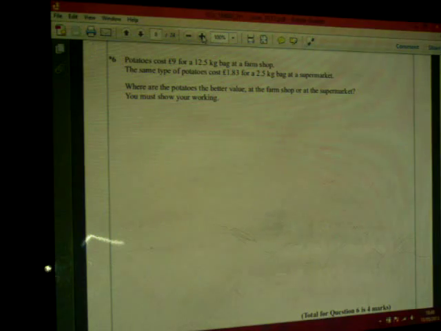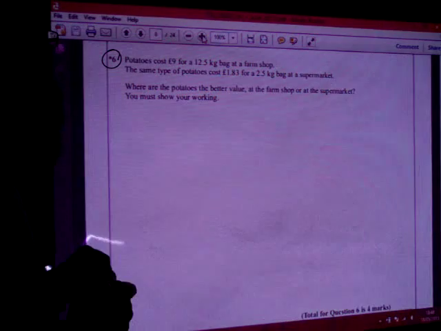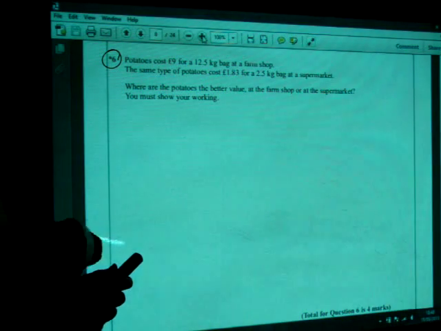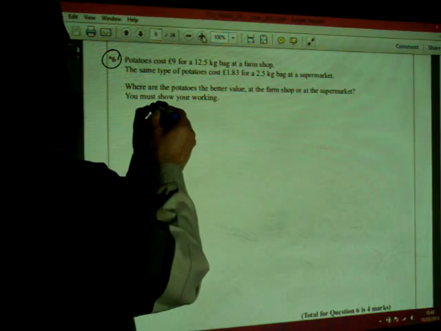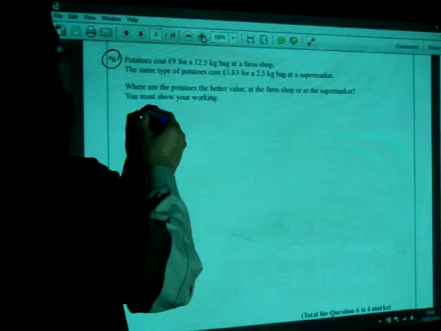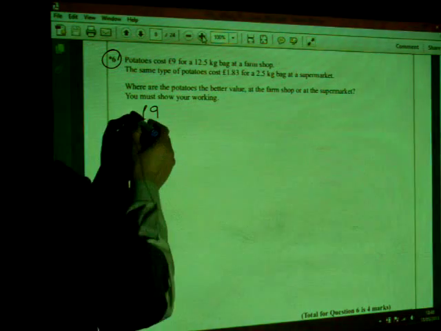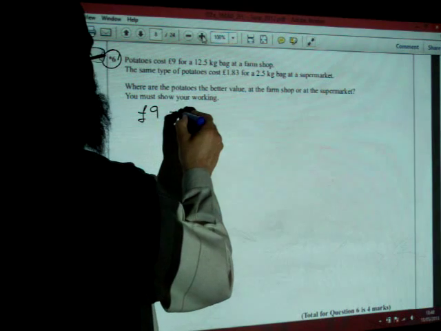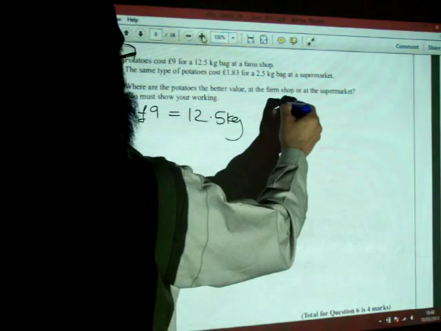Okay, here's another start question, another functional maths question. Again, you start in the corner. Potatoes cost £9 for a 12.5 kilogram bag at a farm shop. The same one that's sold for that price. Okay, so £9. 12.5 kilograms. We have 1.